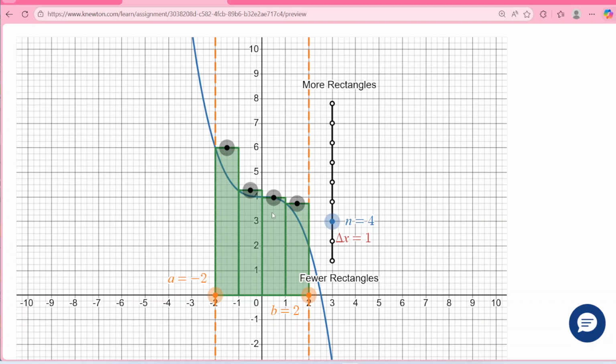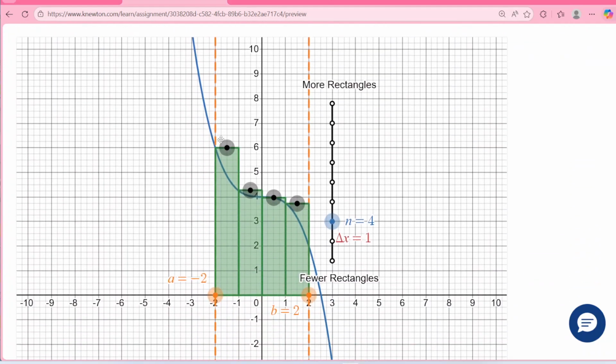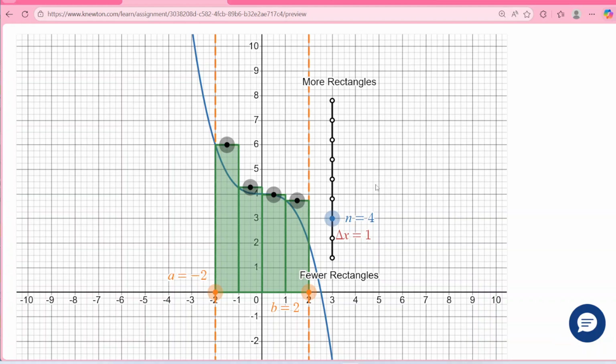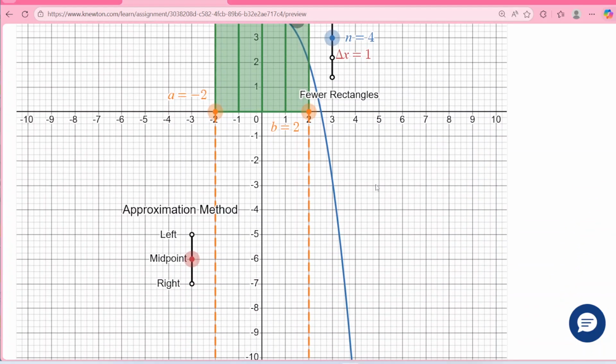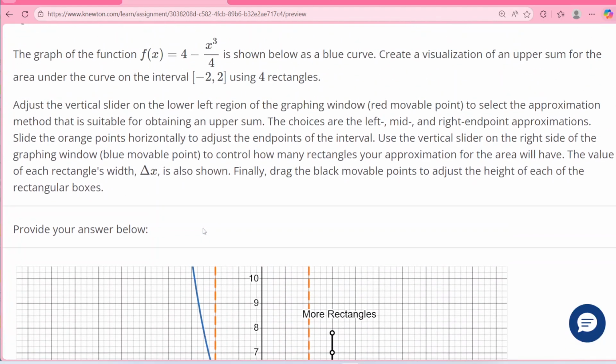It just so happened that with this picture, because it was a decreasing function, right? This function is going down all the time. The highest point would be on the left. If it was going up all the time, the highest point would be on the right, and my upper sum would look a little different. But that should be good for the, oh, well, okay, I think I have to pick left endpoint approximation.